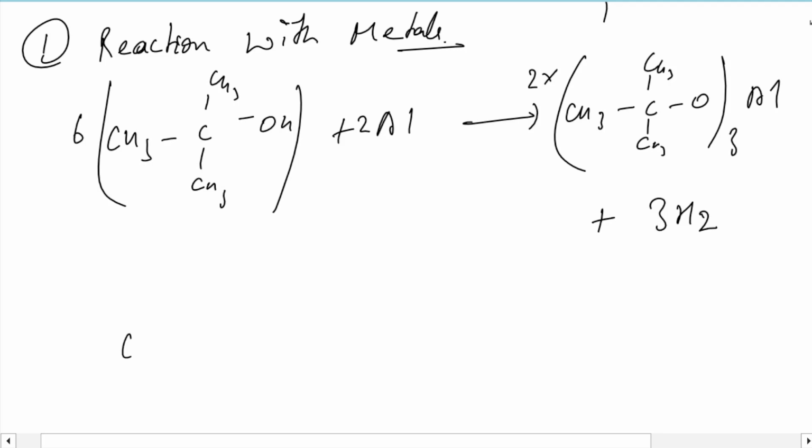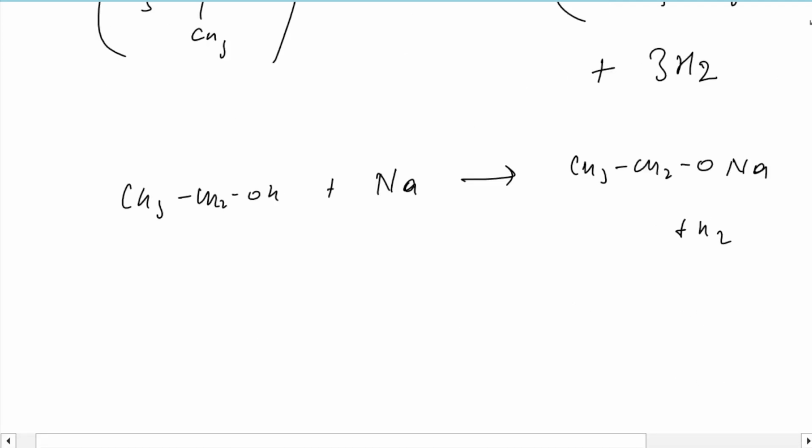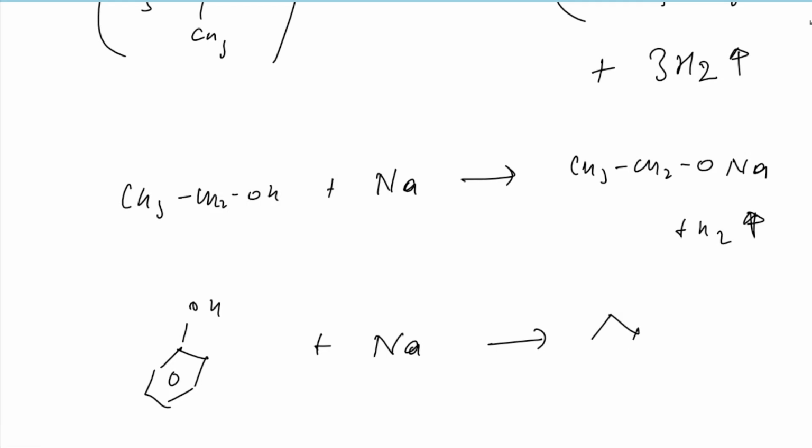Next to this is CH3CH2OH reacted with Na. This will form sodium ethoxide plus H2 gas. If phenol is reacted with sodium, then it will also do the same: sodium phenoxide plus hydrogen gas.